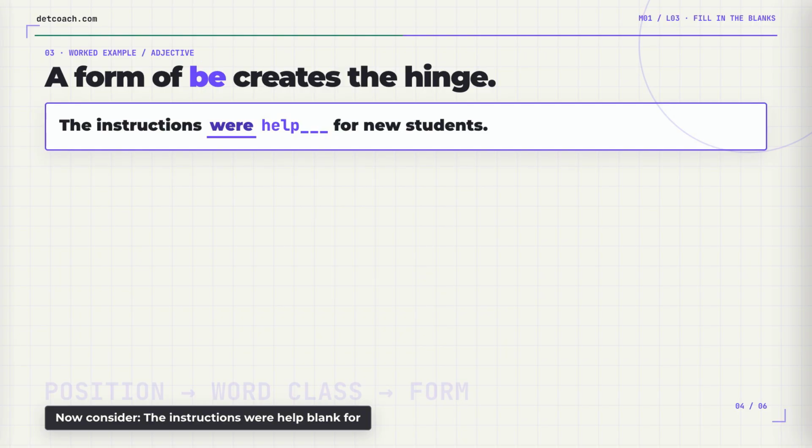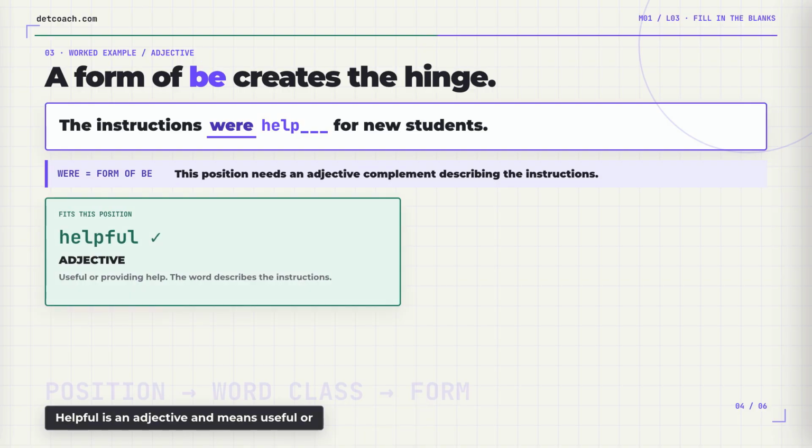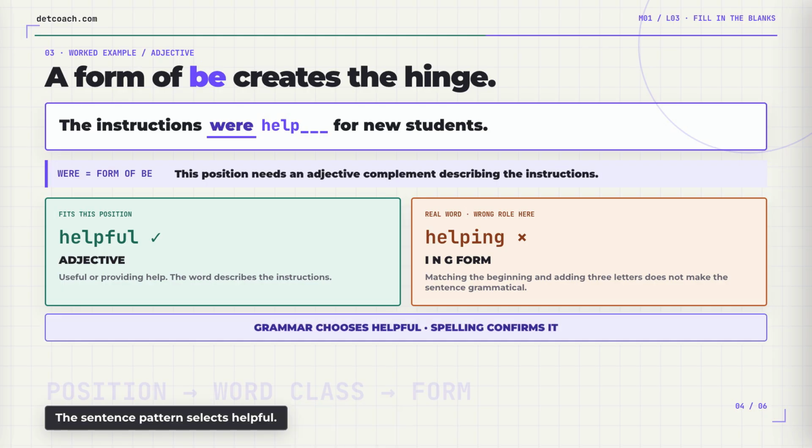Now consider. The instructions were help blank for new students. Were is a form of the verb be. In this sentence, the blank needs an adjective complement that describes the instructions. Helpful is an adjective and means useful or providing help. Helping is also a real word, but it does not fit this grammatical position with for new students. Matching the beginning help is therefore not enough. The sentence pattern selects helpful.